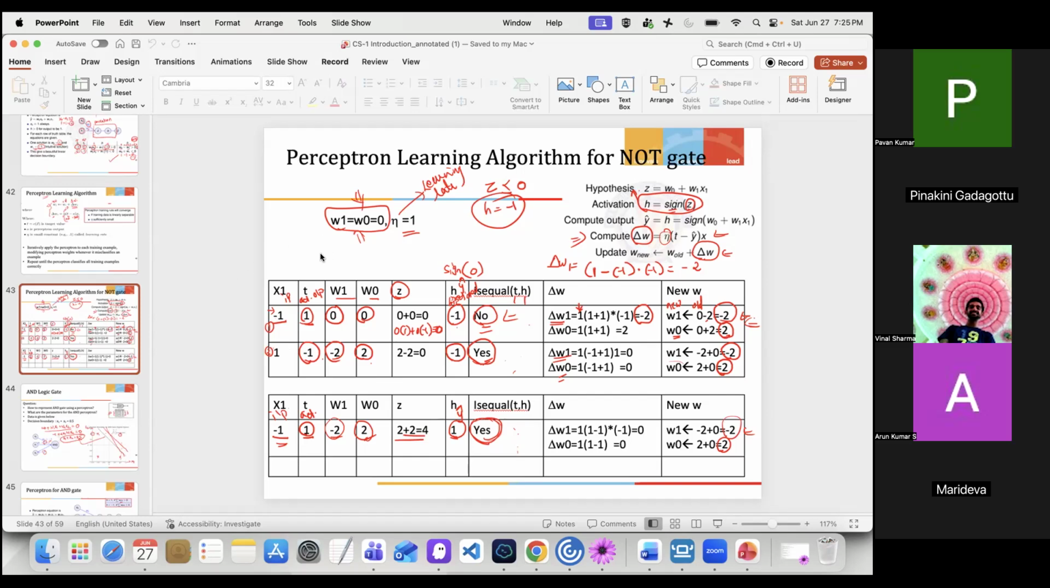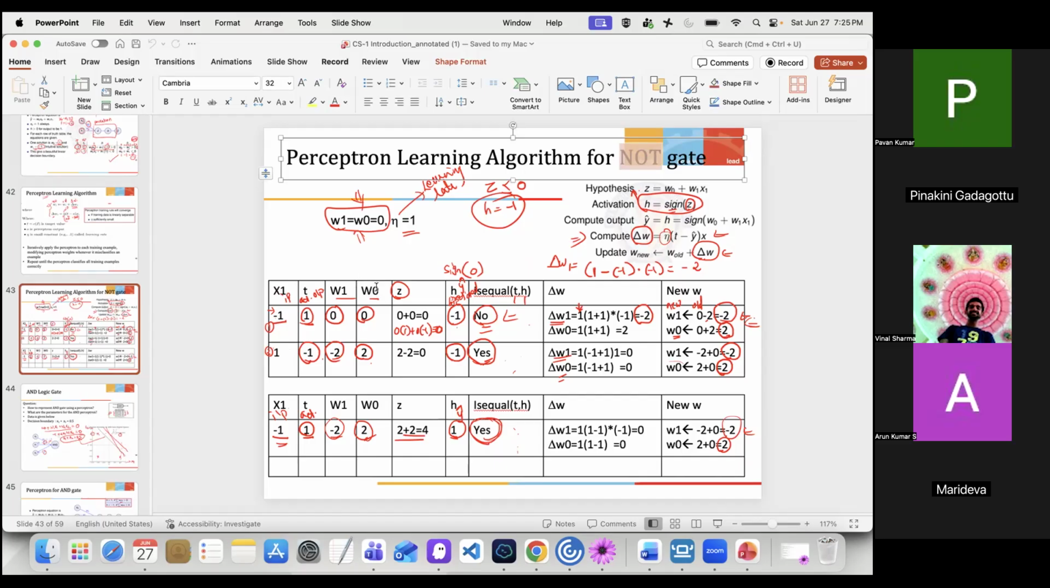Okay, so this is for a NOT gate. This is a simple NOT gate, not even the OR gate. So whenever you put -1, you should get the output as 1. So for x1, you have only one input here, one input and one bias.